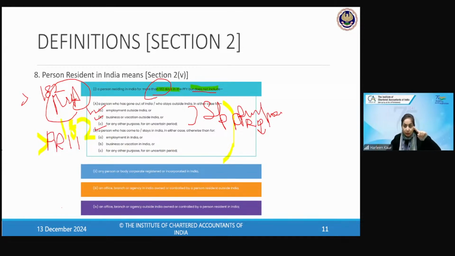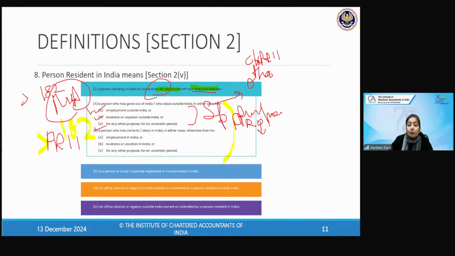So if I have stayed in India for more than 182 days, but I went outside India for three specified purposes, then I become a person resident outside India. And if I have gone outside India for other than these purposes, then I remain PRI only. This is called carry forward of the status. If in the previous financial year I was PRI, then I still remain the person resident in India only. My status will not change. Everyone is clear till here? More than 182 days, I go outside India for three purposes, I become PROI. If I'm going for other than these three purposes, then my status is carried forward. If I was PRI, then I remain PRI.